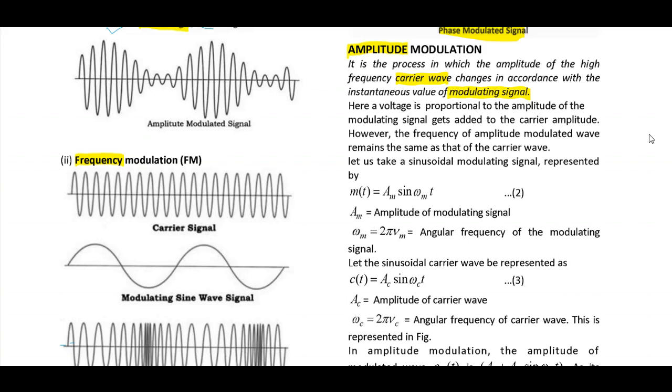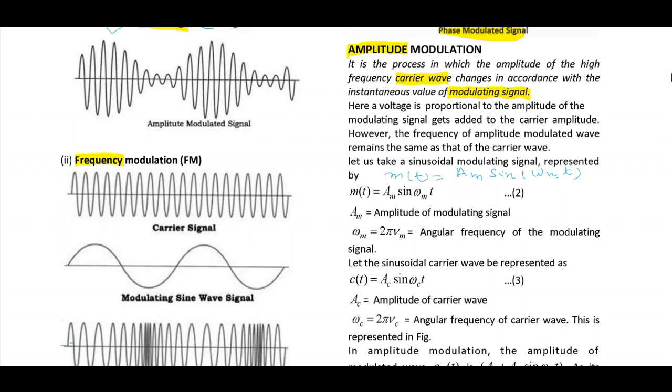First, I will just create a modulating signal. Let us take a sinusoidal modulating signal. This is represented by m(t). m(t) is equal to Am sine omega m t. Now in this mathematical expression, m(t) is the instantaneous amplitude of the modulating signal or the information signal that is to be sent.